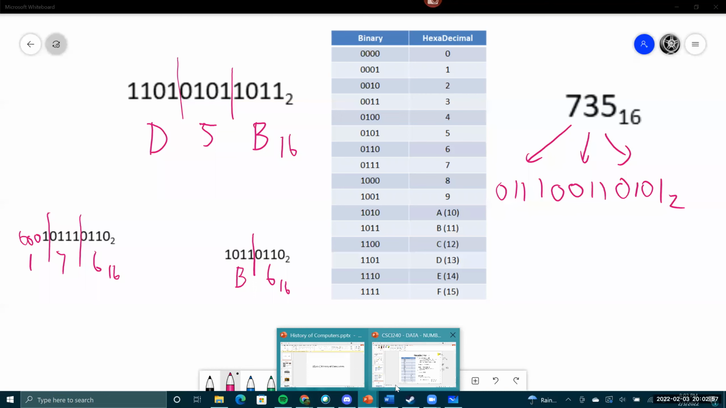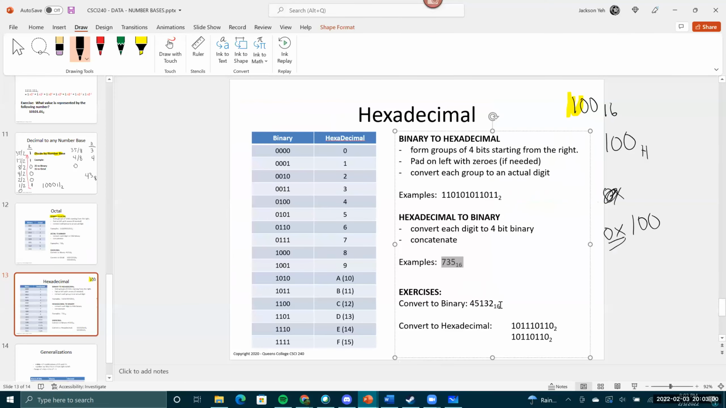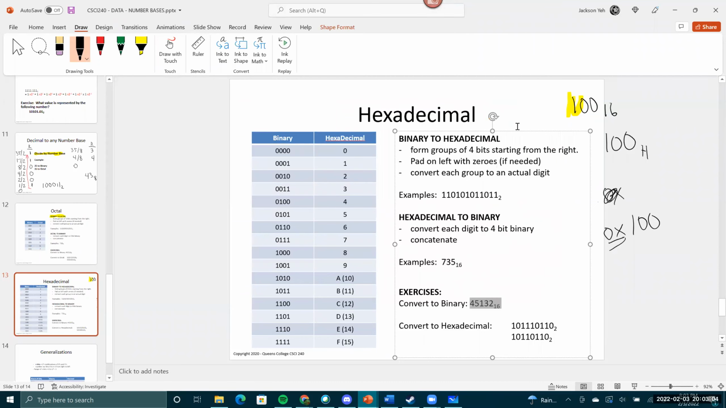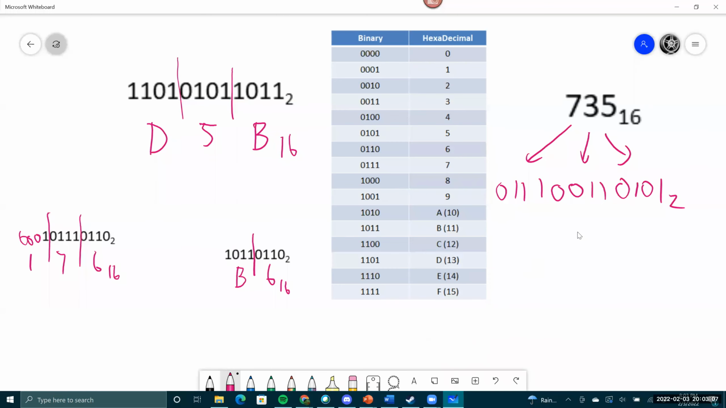All right, give you guys one last exercise. Is give you this number. I want you to convert it into binary. So this is now a hex number, and I want you to convert it to binary.